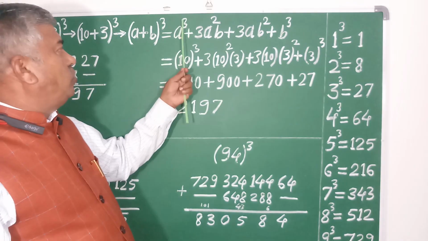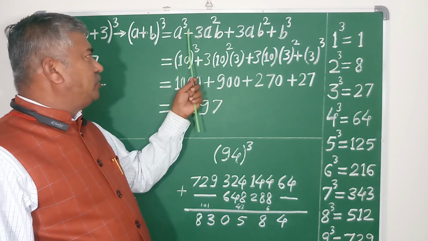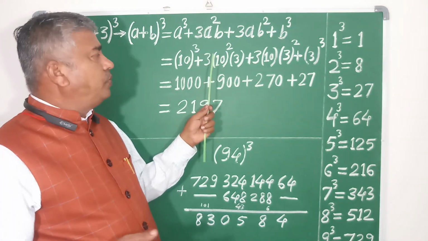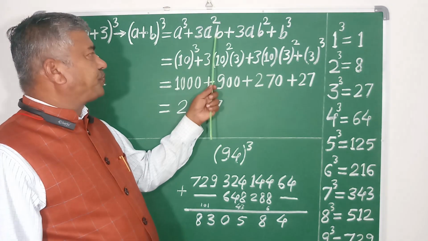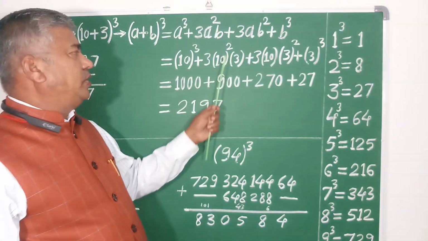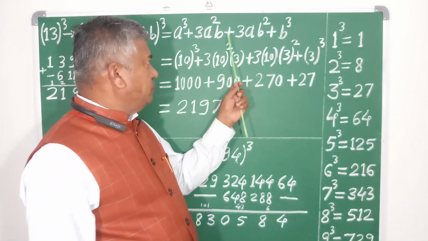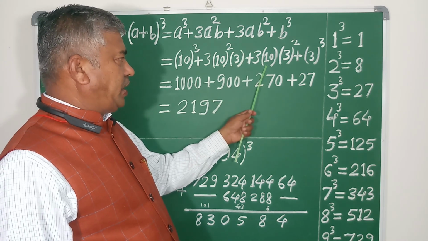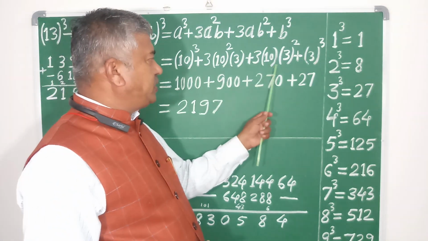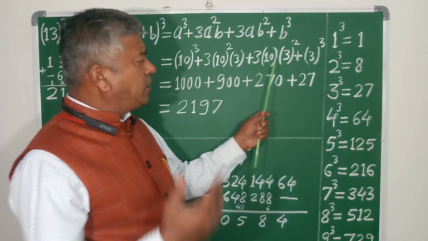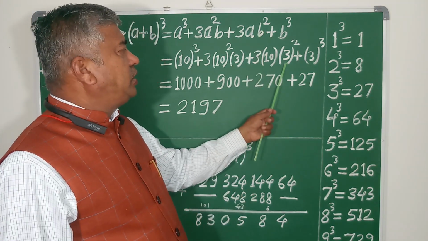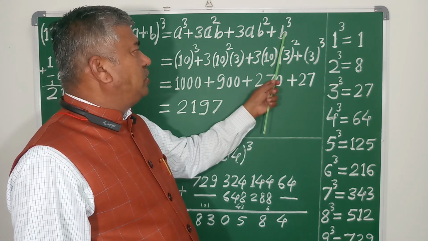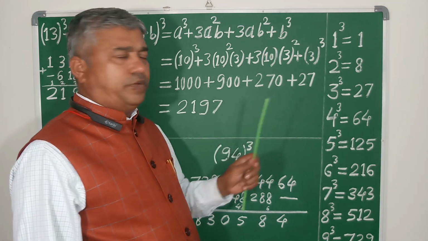Then a cube, that is 10's cube, plus 3. Here a square is there, so 10 square into b 3. Then bracket complete. Next, here plus 3, then a, that is 10 inside the bracket complete. Then in another bracket b square, that is 3 square. Last b plus b cube, that is 3 cube.